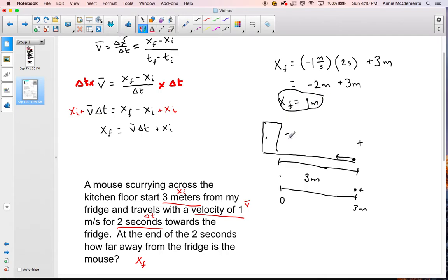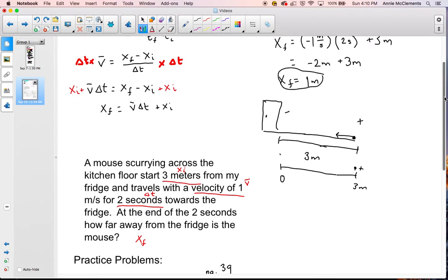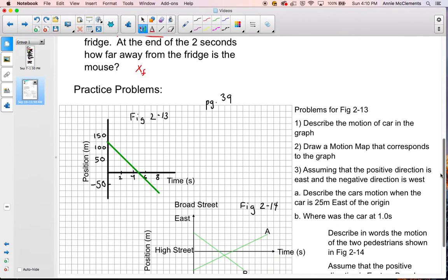Now you may have known that intuitively. This is a relatively simple problem with simple numbers, but as our numbers get more confusing, being able to use this equation to solve more complex problems will serve you well. So without further ado, let's check out some practice problems.